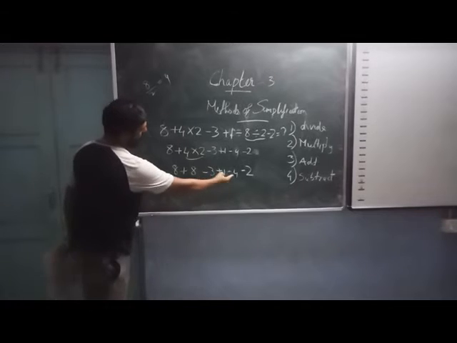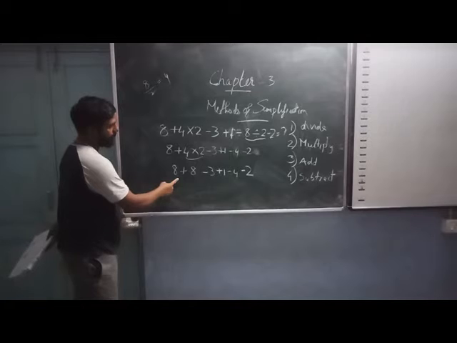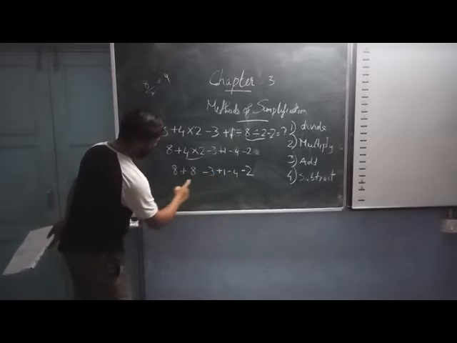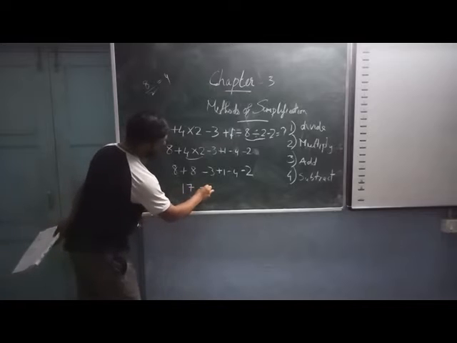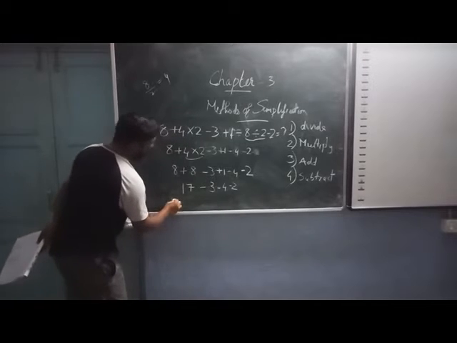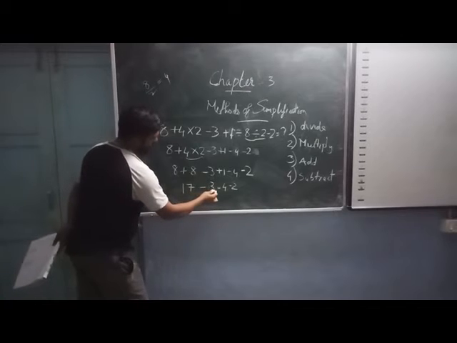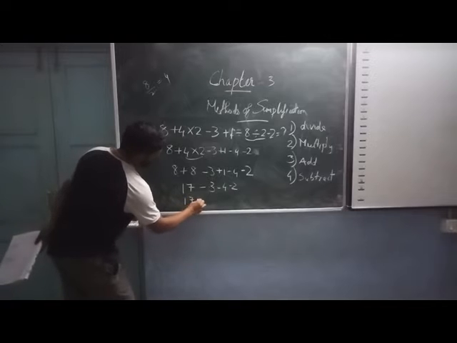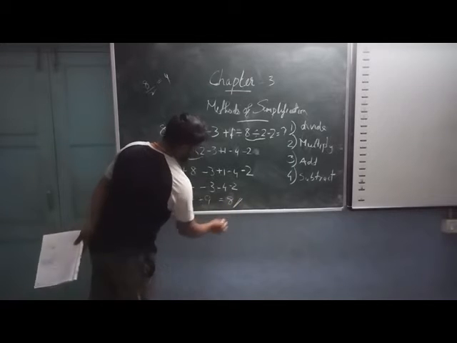So my dear students, now we have reached here. The next step is addition. The third step, addition: 8 plus 8 is 16, 16 plus 1 is 17. So 17 minus 3 minus 4 minus 2. And finally the last operation, subtraction. So subtracting 3, 4, 2, that is 17 minus 9, which is equal to 8. So 8 is the answer.